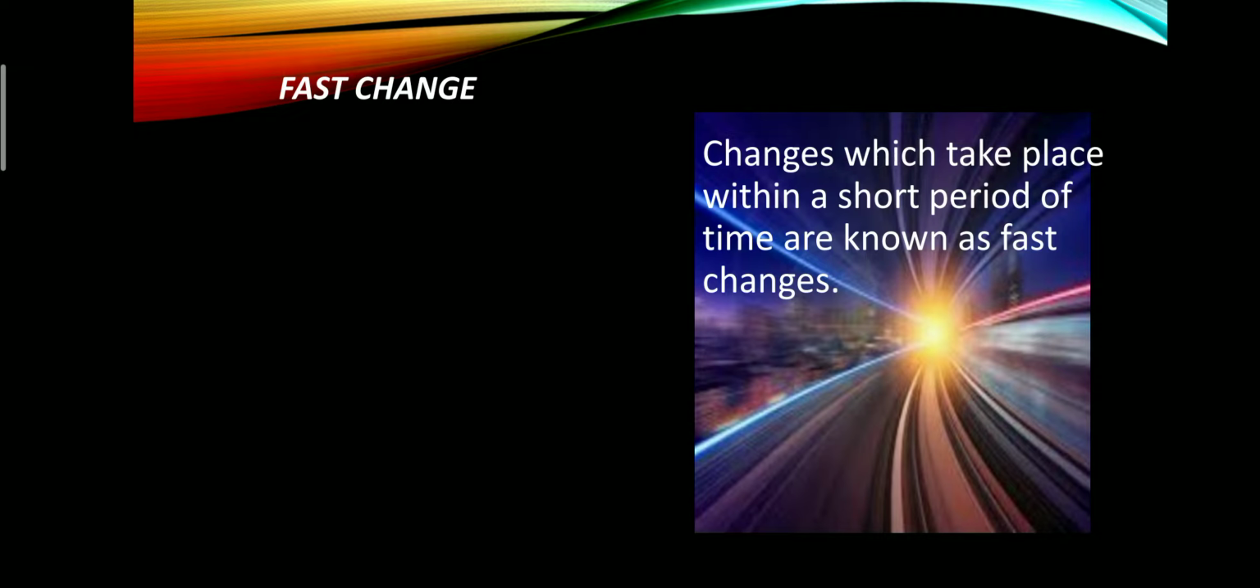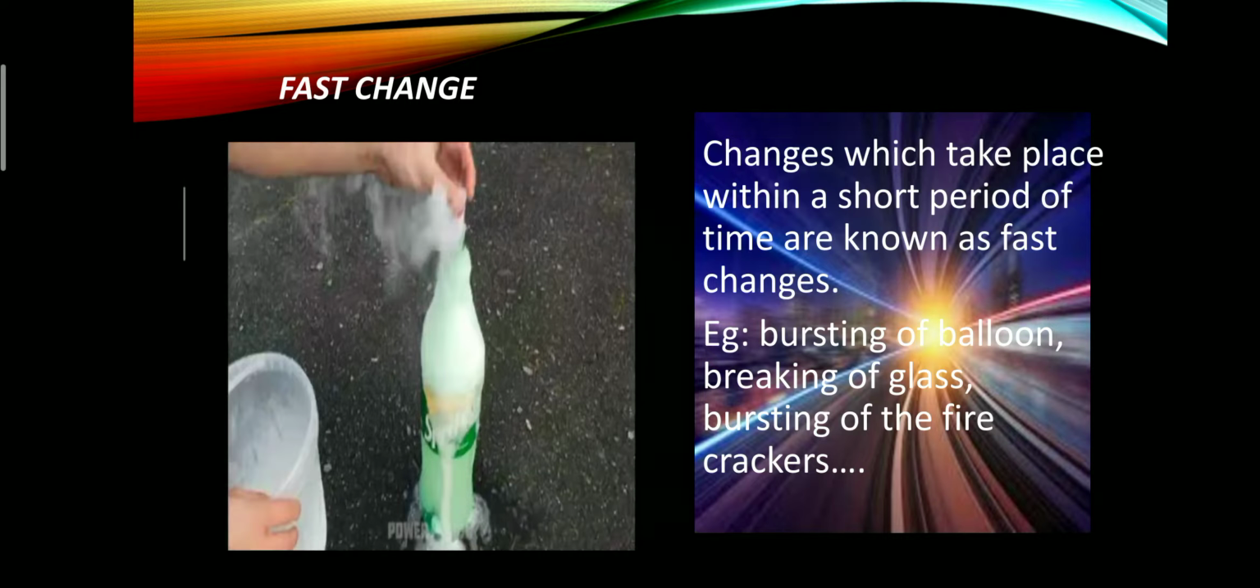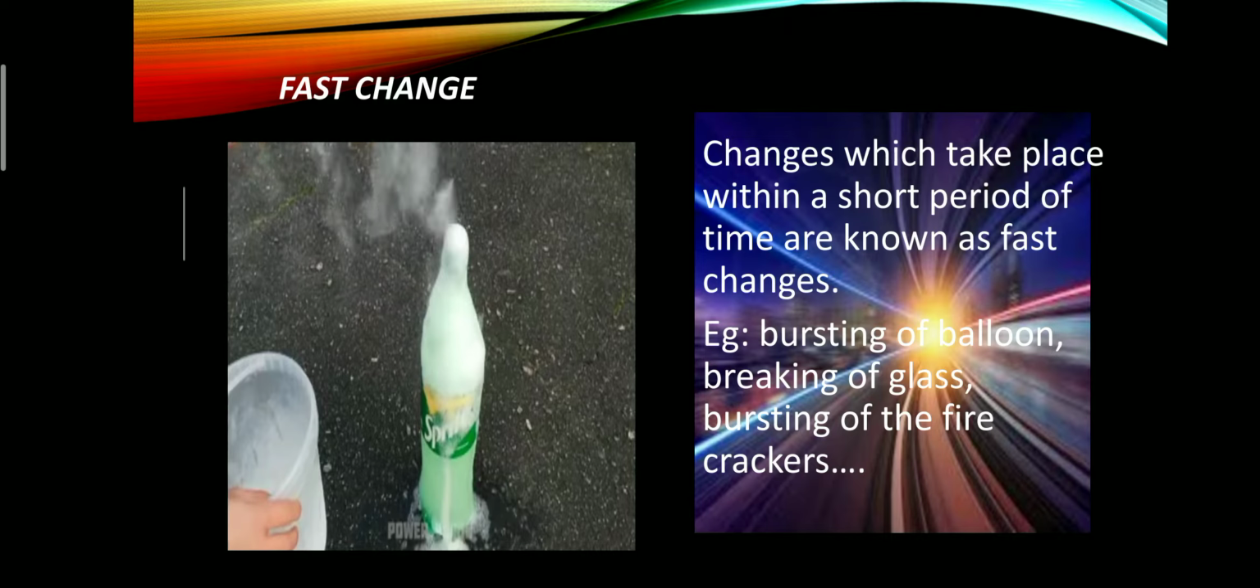So next is a fast change. Any change which happens quickly, that is, in a short period of time, we'll call a fast change. Examples: bursting of a cracker, lightning, bursting of a balloon. All those things are fast changes. Here, as soon as they put the Mentos in a carbonated drink, the fumes come out. So it is a quick change. It happens at once, so it is a fast change.